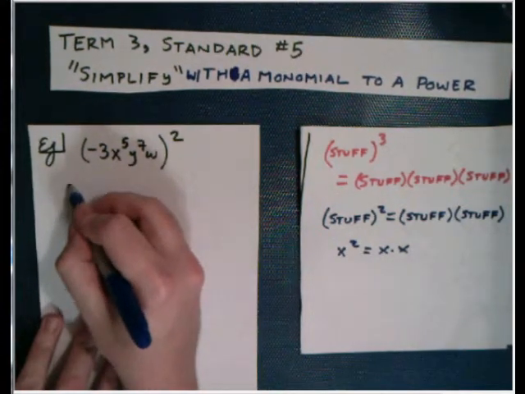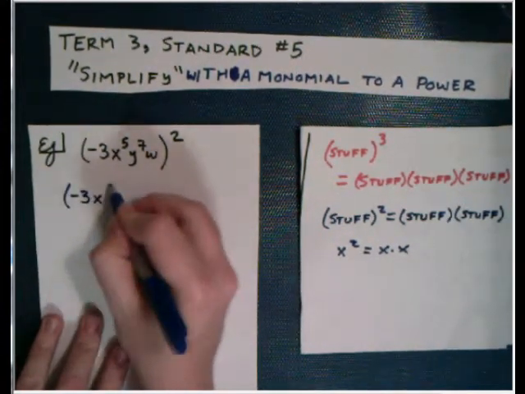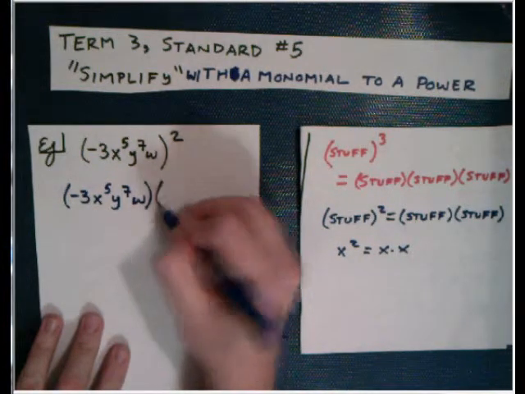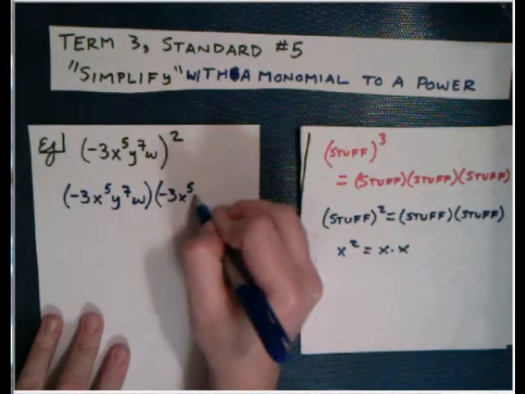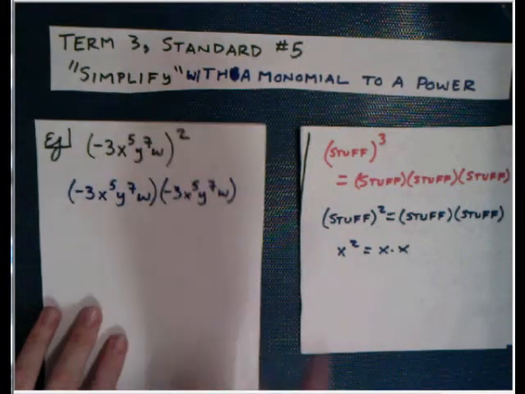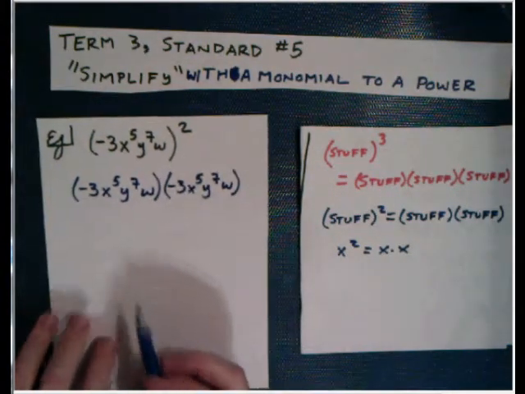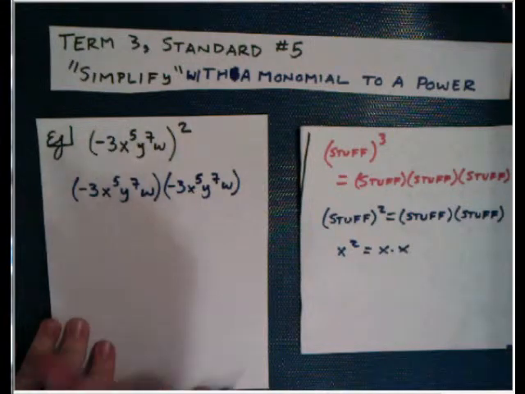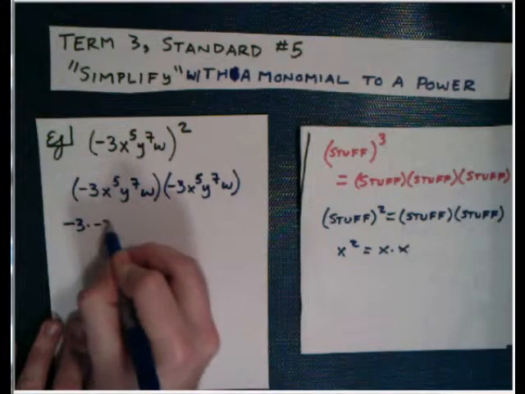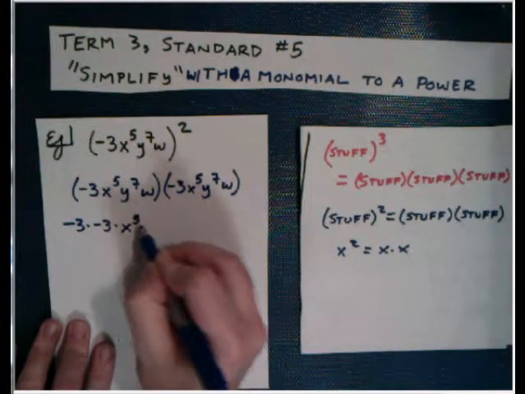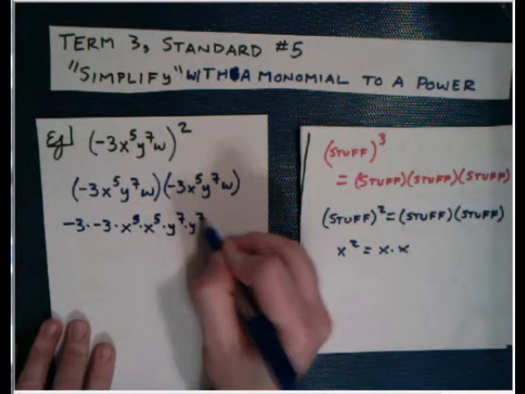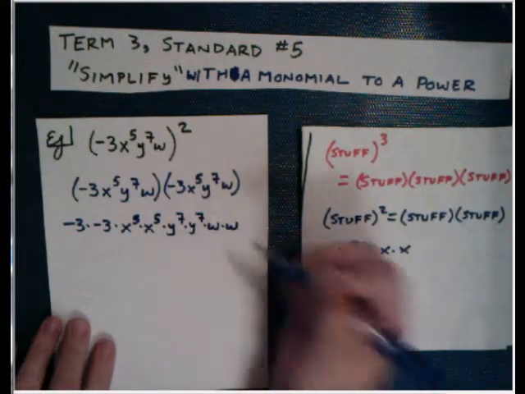So I'm just going to rewrite it as negative 3 x to the 5th, y to the 7th, w times negative 3 x to the 5th, y to the 7th, w. Okay, so there we go. We've rewritten. Now there's no more exponents to deal with. Now I've just got to deal with this actual expression. And so again, the way I'm going to do that is I'm going to multiply the like factors together. So in this case, the parentheses can kind of dissolve. So I'm going to get negative 3 times negative 3, x to the 5th times x to the 5th, y to the 7th, y to the 7th, and w times w.